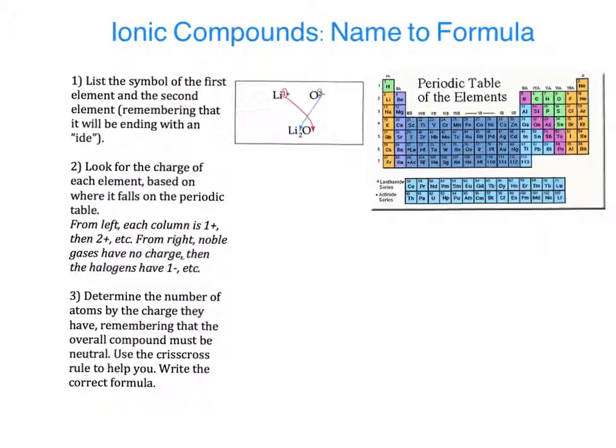Now we're going to go from a name to a formula for ionic compounds, which is a bit of a trickier procedure to go through. So for a question like this, you would get a name, something like this, lithium oxide. And you need to come up with a formula for it. So let's just go through the steps slowly on this. So the first step is to just list the symbols of the first element and the second element. So lithium, the symbol is Li. Oxide, that's oxygen, the symbol is O.